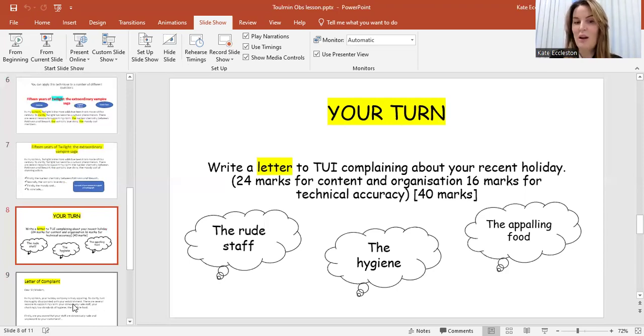What you don't want to do is write about the rude staff and then try and write 3 paragraphs about the rude staff and separate it like that. So for example, for your 3 reasons, you wouldn't say the rude staff, the horrible waiter, the long queues. You don't really want to think of small reasons. You want to think of really big reasons that you can write about in each of your paragraphs.